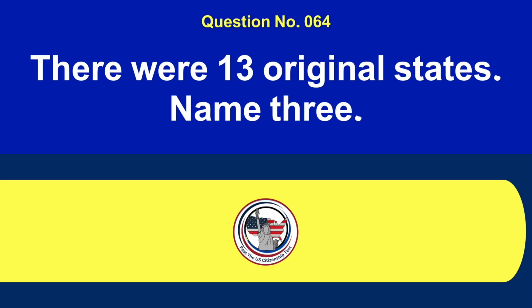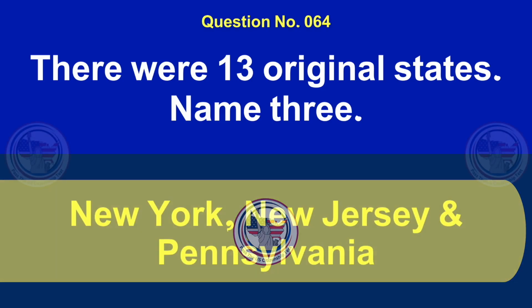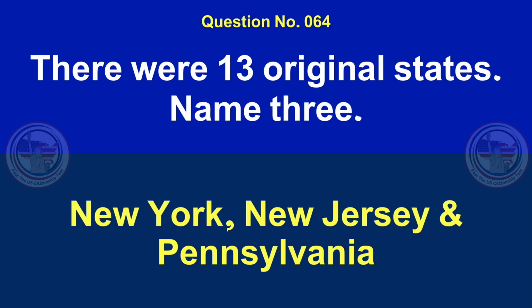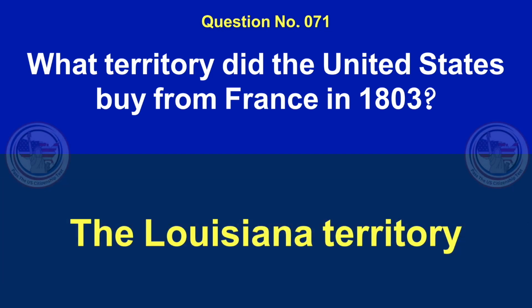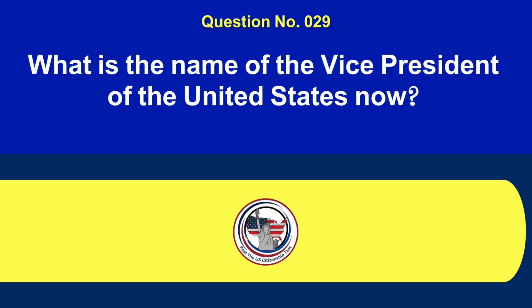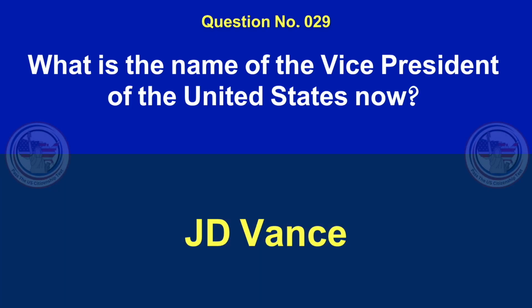There were 13 original states. Name 3. New York, New Jersey, and Pennsylvania. What territory did the United States buy from France in 1803? The Louisiana Territory. What is the name of the Vice President of the United States now? J.D. Vance.